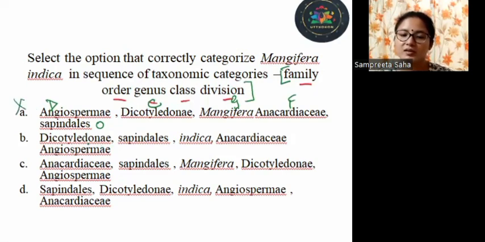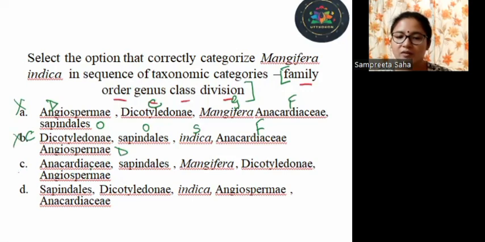Let us go to the next option. Dicotyledonae, that is class. Sapindales, that is order. Indica, that is species. Anacardiaceae, that is family. And Angiospermae, that is division. This is also not the order they are asking for. So this is an incorrect option.